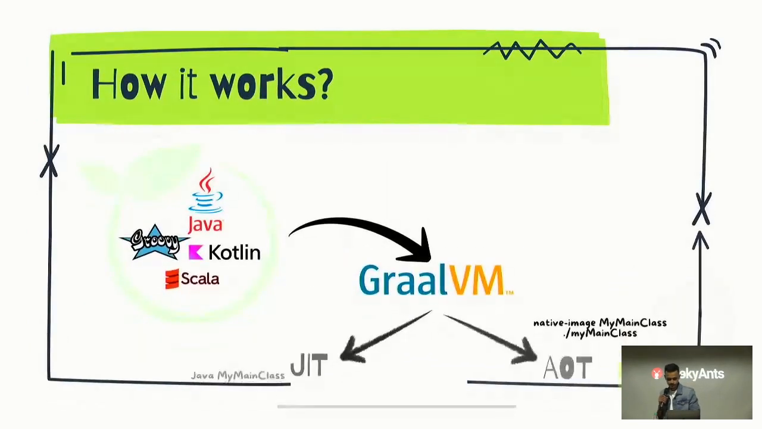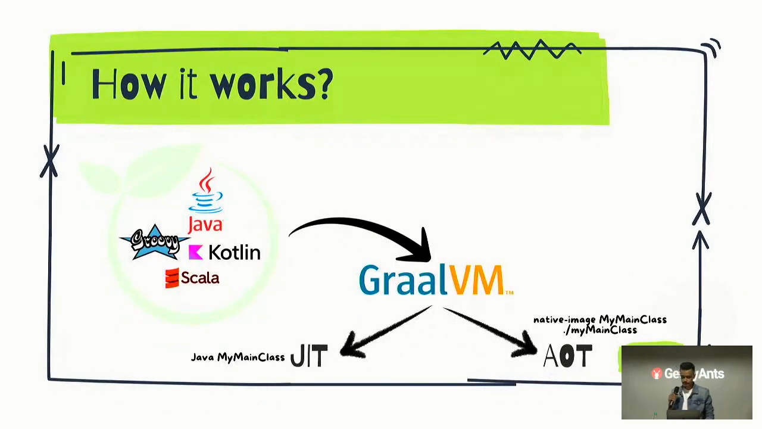So let's understand how it works. It supports Java, Kotlin, Scala, and Groovy. Whichever language is supported by the JVM, GraalVM supports all those languages. And GraalVM provides two types of compilers: one is JIT and another one is AOT. This JIT is not exactly the one the JVM provides; it is a better form of JIT. So GraalVM provides two options for you: you can either choose JIT or AOT.